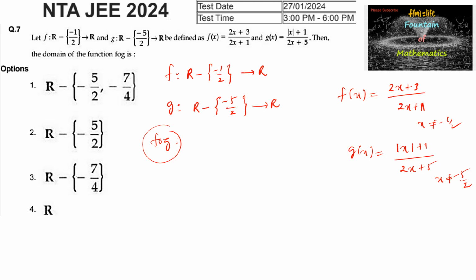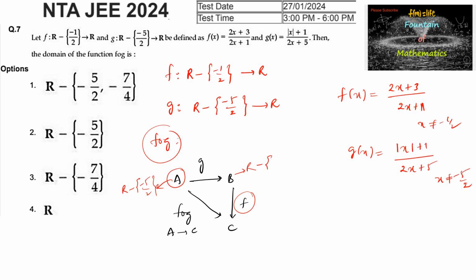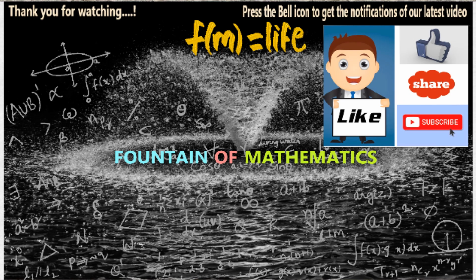And we know that the composite function f circle g is defined when g is a function defined from A to B and f is a function defined from B to C. Then there is a composite function f circle g which is defined from A to C. So here the domain of the function g is R minus 5 by 2, and the codomain of the function g is R, and the domain of the function f is R minus 1 by 2, we are not supposed to take minus 1 by 2, so you can exclude it to define the function f, and then the codomain is R. And now here we can say that f circle g is a composite function defined from R minus of minus 5 by 2 to R, so that we can say the domain of the function is R minus of minus 5 by 2, which is option B.